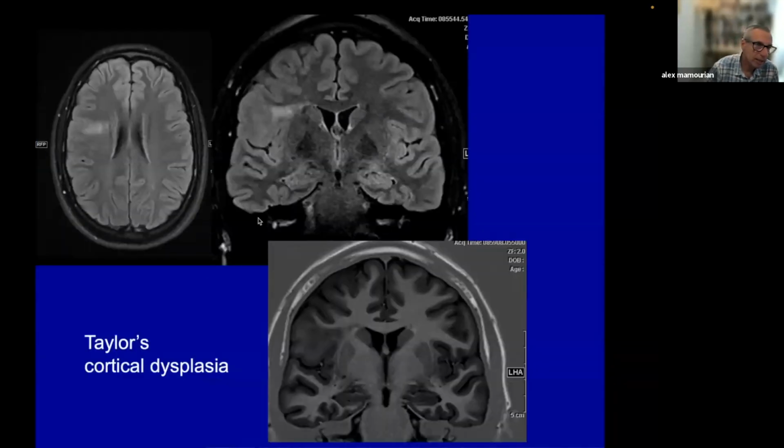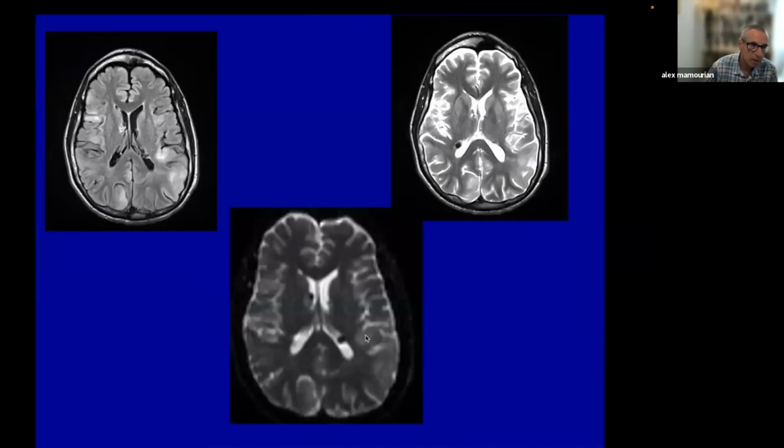Other white matter entities you want to consider. Here you can see this white matter lesion, which may extend to the ventricular margin, but you notice the thick appearance of the cortex here. This is the white matter change that goes along with cortical dysplasia. This is a Taylor's type dysplasia.